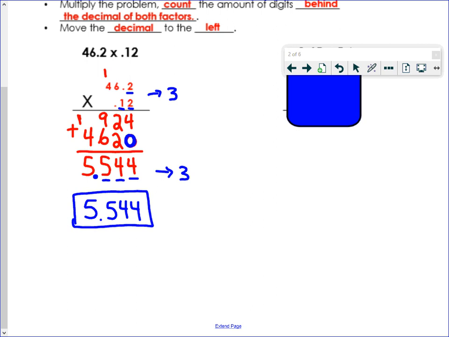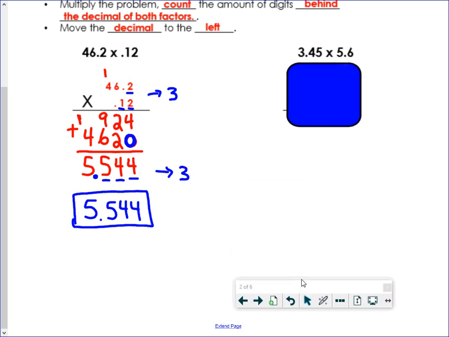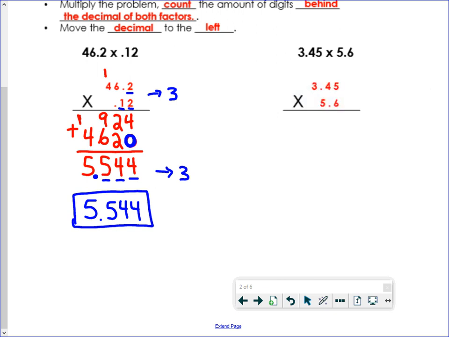Okay. Let's go ahead and look at the next question. We have 3 and 45 hundredths times 5 and 6 tenths. Same thing, we're just going to multiply it out. 5 times 6 is 30. 6 times 4 is 24, plus 3 is 27. 6 times 3 is 18, plus 2 is 20. Put our place value holder.